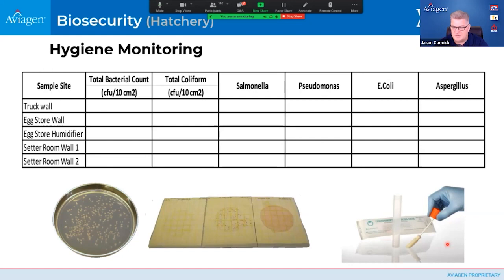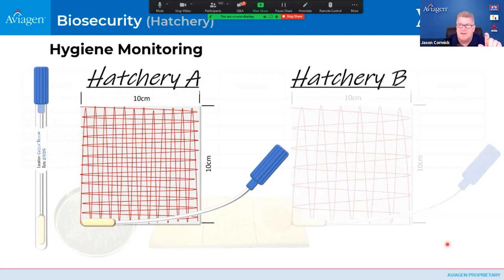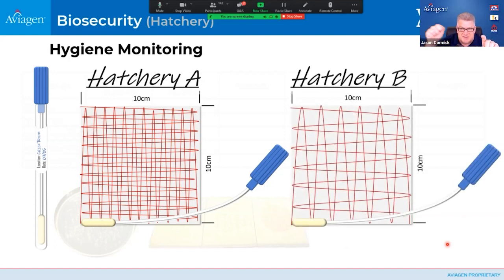The other thing I would say about it, because I've seen it a few times, when you are monitoring different hatcheries, for example, make sure everybody's doing it in the same way. You might be taking a sample or the swab on 10 square centimeters, but if Hatchery B is doing it in a slightly different way, he's going to get a different result. So then you can't compare Hatchery A and Hatchery B. So just make sure everybody's doing exactly the same thing.